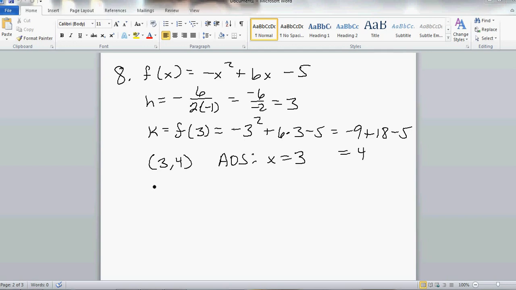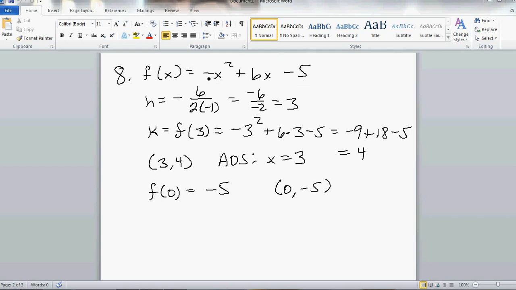I can find a pretty quick intercept. F of 0 would equal -5. Just plugging it in here and all the x's become zeros. So I know one intercept is (0, -5). And even more so, set this equal to 0.